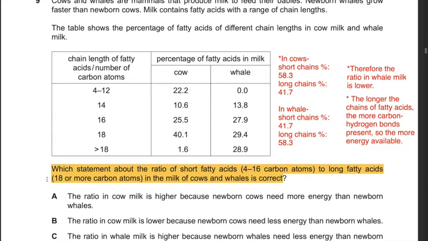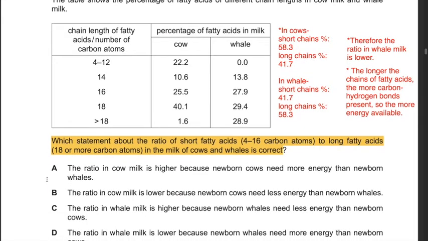You simply have to go to the percentages given in this table and then check out the ratios between the two, that is in cows and whales. In cows, the short chains percentage is 58.3, long chains percentage is 41.7. In whales, the short chains percentage is 41.7 and the long chains percentage is 58.3. Therefore, the ratio in whale milk is lower, hence the answer being either A or D, because A mentions the ratio in cow milk being higher, which means that the ratio in whale milk is lower, and D mentions the ratio in whale milk being lower.